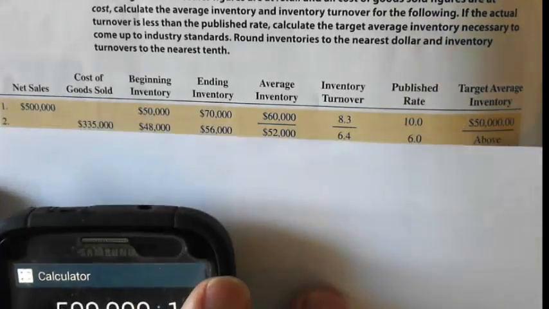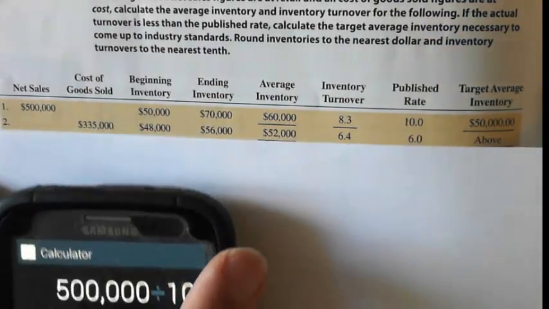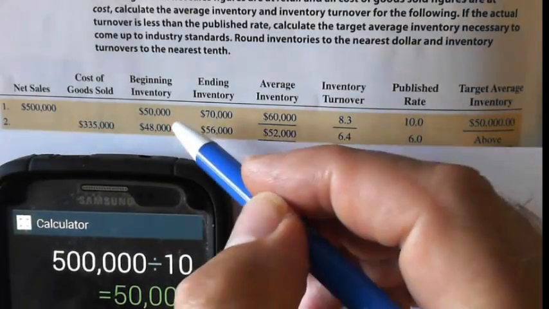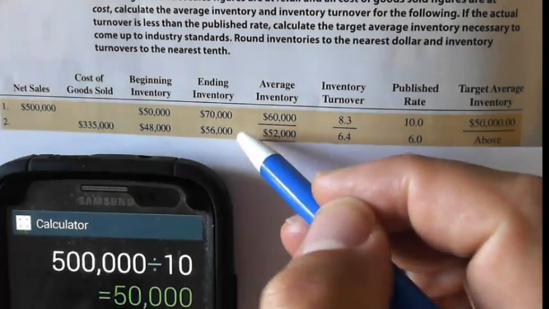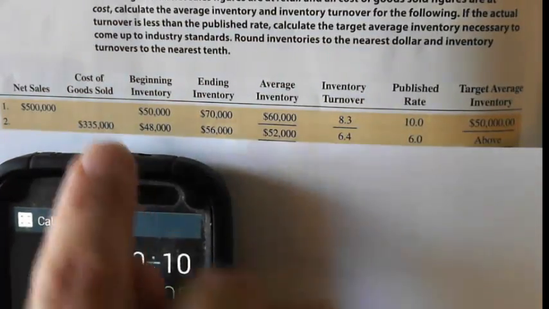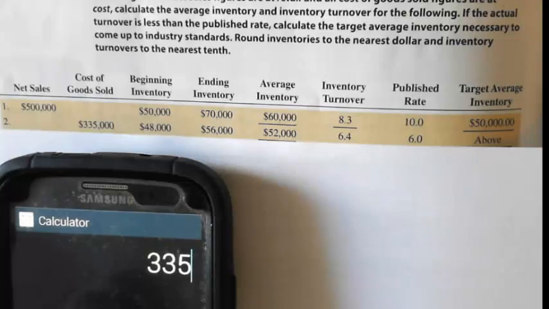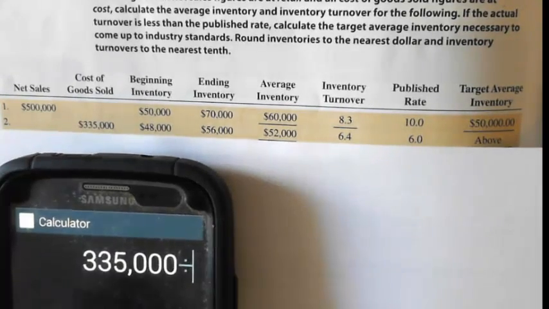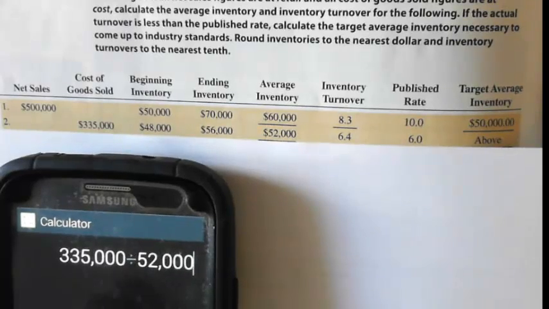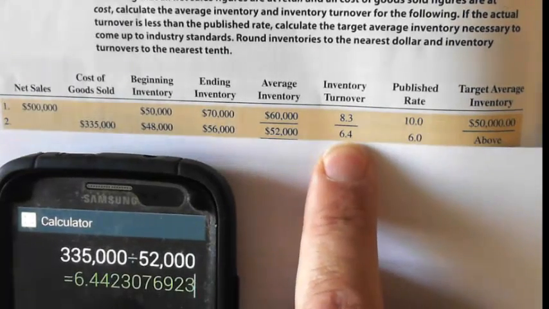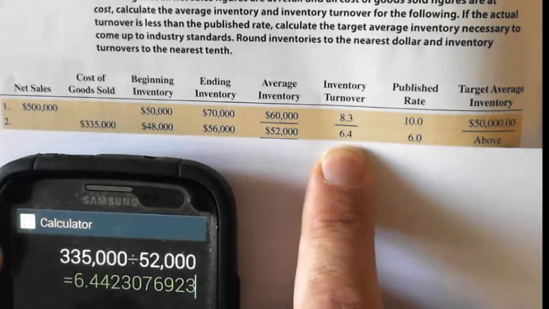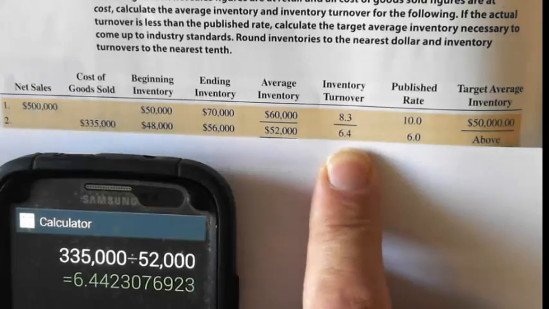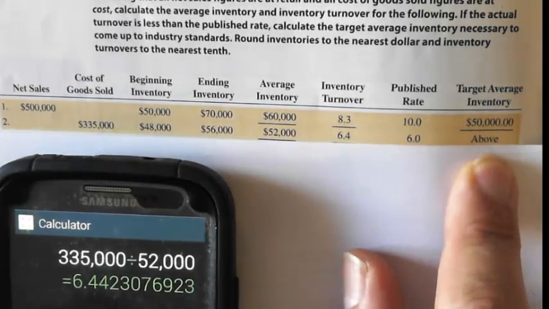Let's do another one of those. Okay, here we're using our cost of goods sold. Again, added up the two, beginning and ending, divided to get your average inventory. So you have 335. You're going to divide by your average inventory, 6.4, and they rounded. Okay, the published rate is 4, so we're above that. So we're in good shape, or this business is. So we don't have to do anything with that.